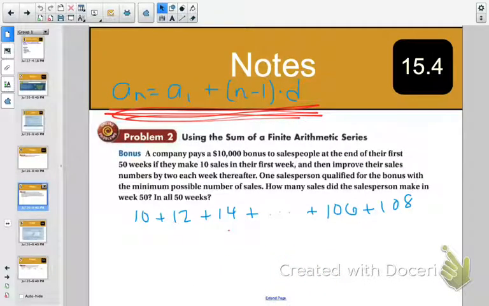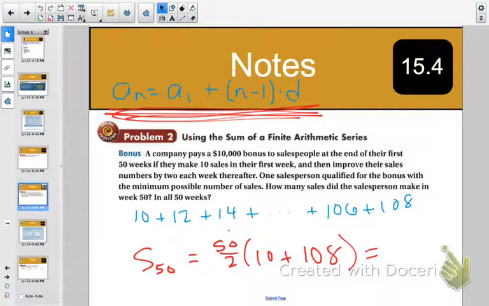Our sum, S50, because there are 50 terms, 50 weeks, is going to be 50 over 2 times the first term plus the last term. So we get 25 times 118, which is 2950.